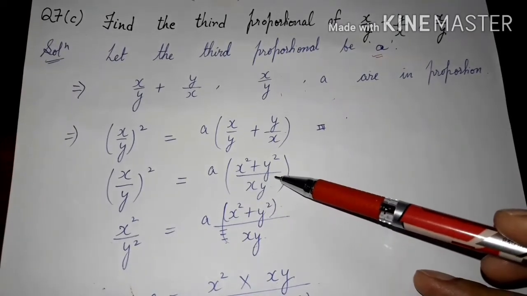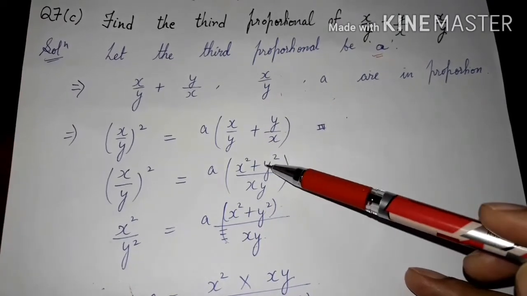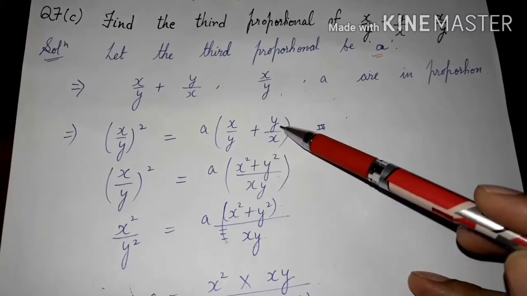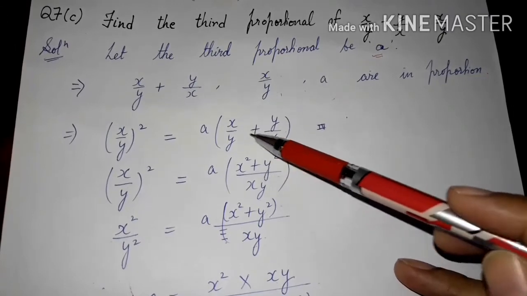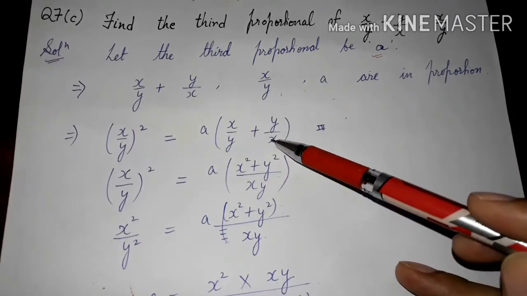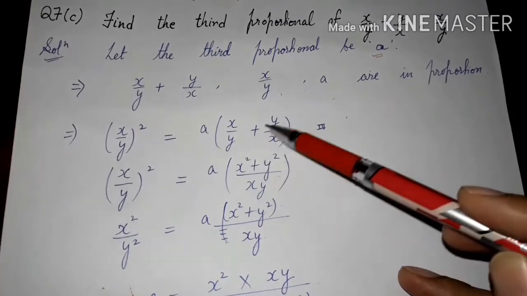After taking LCM, xy is the LCM, we'll be getting x square plus y square in the numerator. We'll get x square by multiplying these two, y square by multiplying these two.